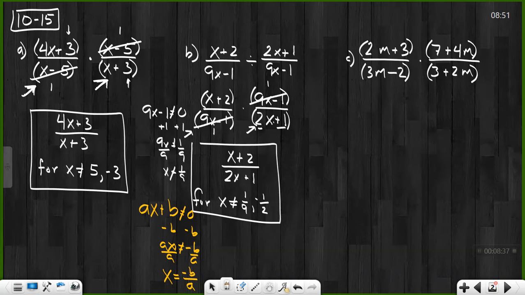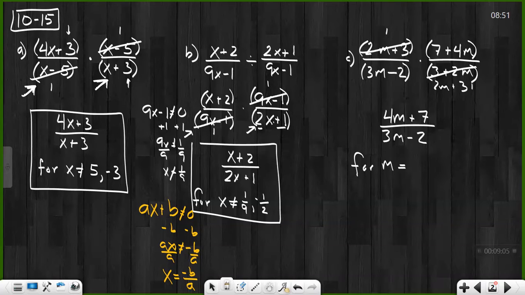I've got a 2m plus 3 and a 3 plus 2m, but remember, addition is commutative, so I could see that as a 2m plus 3, and therefore, they will cancel each other out and leave me with a 1 in its place, leaving me with 7 plus 4m on top. I'm going to rewrite that. I like my variables to come first, so 4m plus 7 over 3m minus 2. In this case, it's 4m cannot equal.